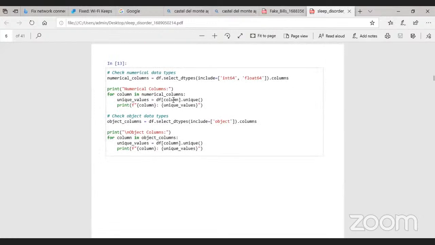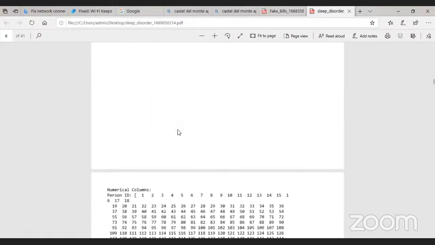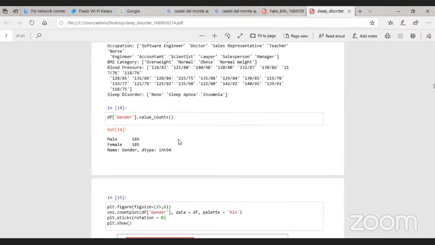So that's what the code says. Take a column and check whether it is a numerical column or not. If it's a numerical column, then try to bifurcate and print it. This way it has created this output, right?